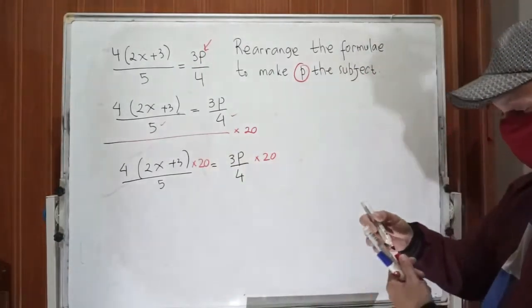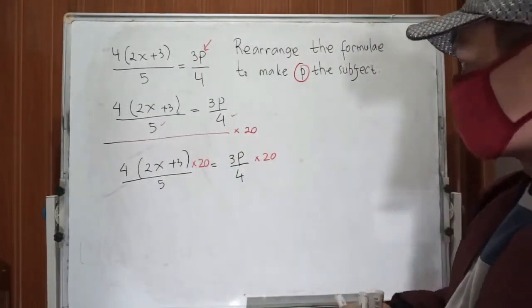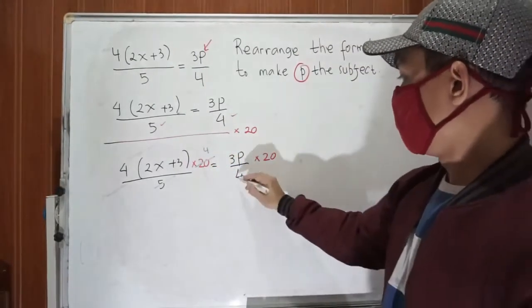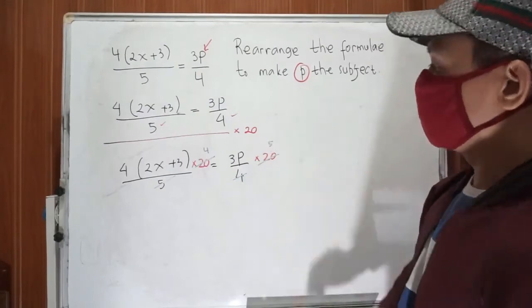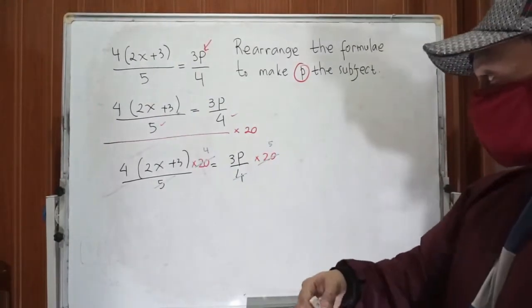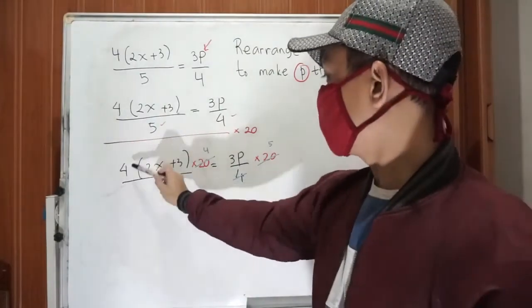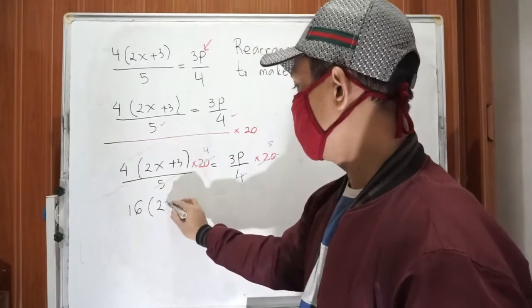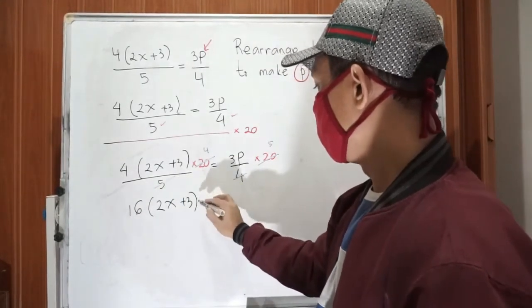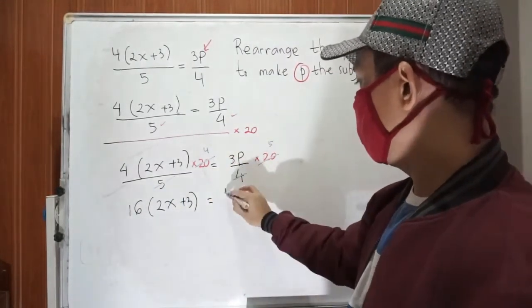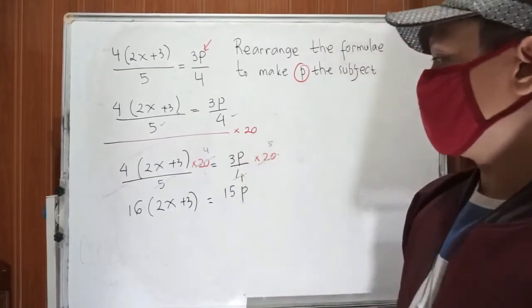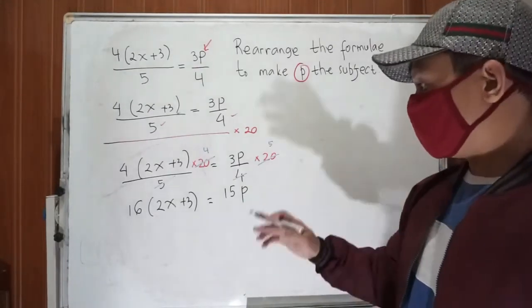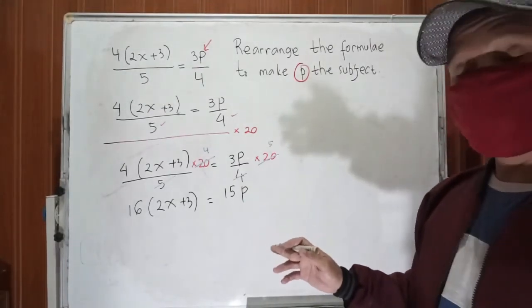Okay, good. 5 and 20 cancel, 4. 4 and 20 cancel, 5. So 4 times 4, 16. 16, open the bracket, 2x plus 3. 3 times 5, 15p.